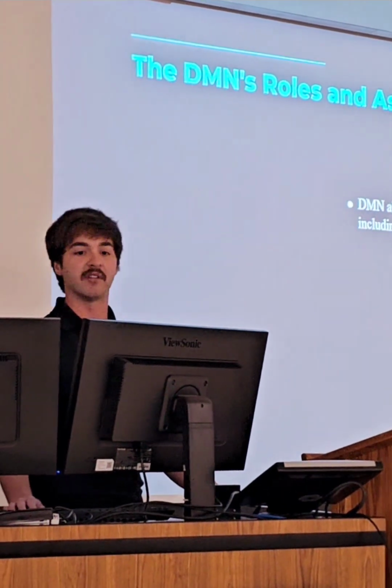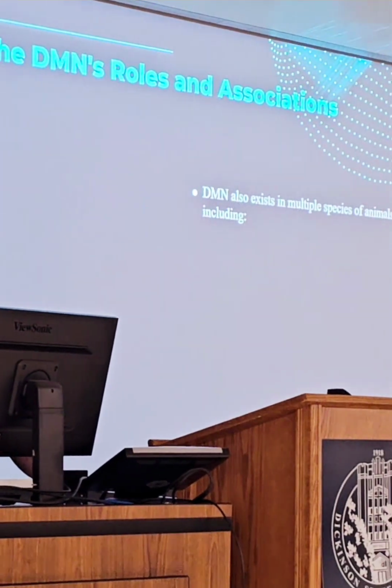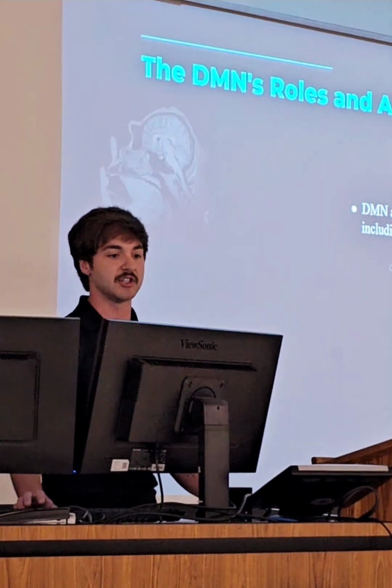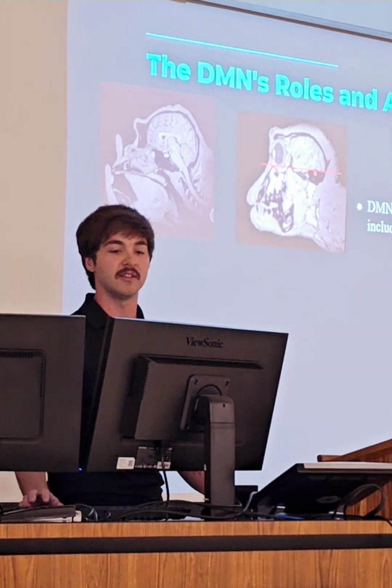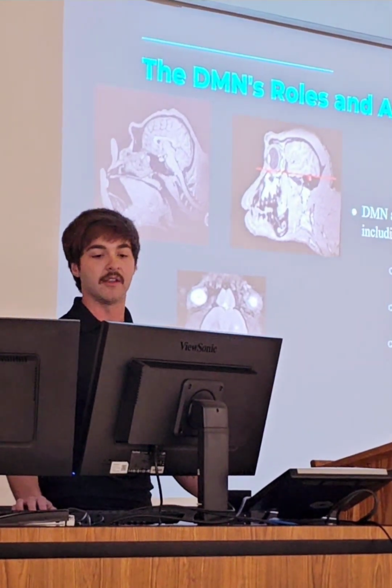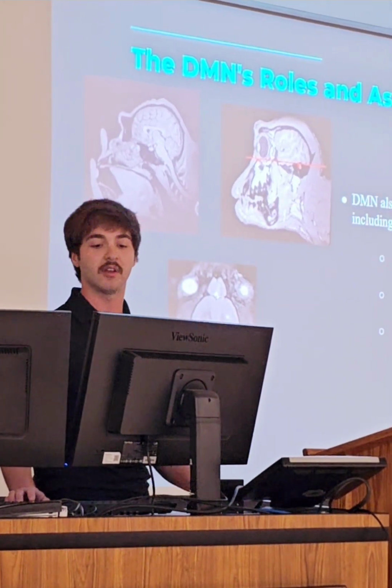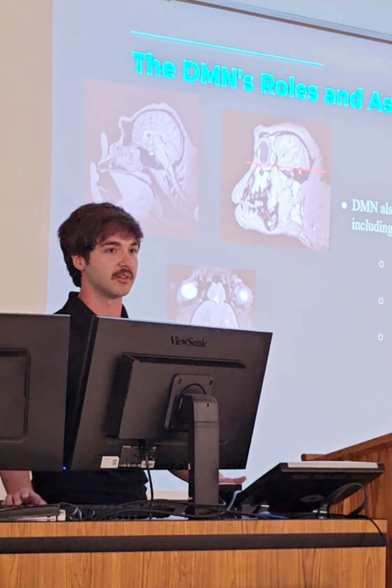The default mode network has also been found in multiple species of animals. As of right now, we found the default mode network to be present in chimpanzees, in macaque monkeys, and in mice and rats. And the phenomenon from the previous slide, where the front portions of the network and the back portions are connected, has been found in the rat models as well, which is also interesting to note.